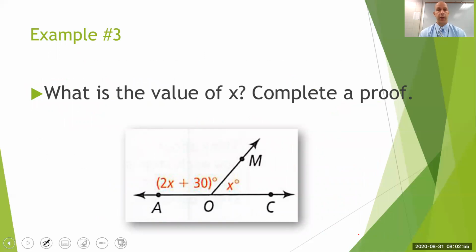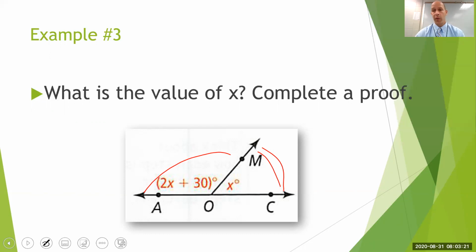Okay, so this one's going to be a little bit more involved. This says, what is the value of x, and complete the proof. So they give us a picture here. Looks like we got a straight angle AOC. Okay, so we're trying to find x. What do we call this angle and this angle? They have a special name. That's going to be the key to this problem. So let's go ahead and complete a proof on this.